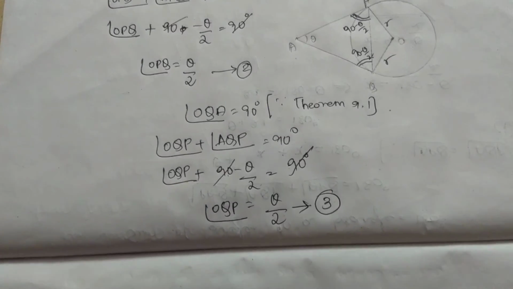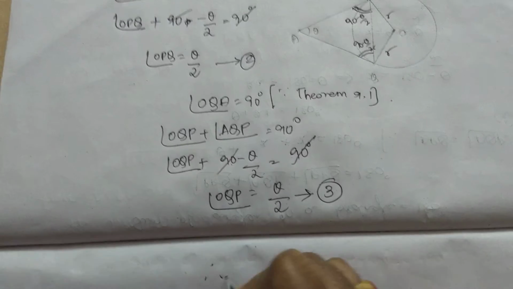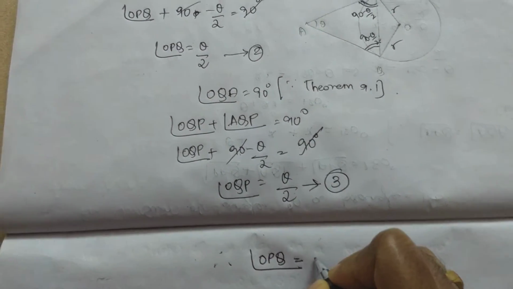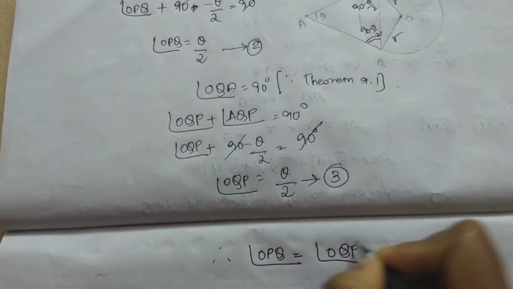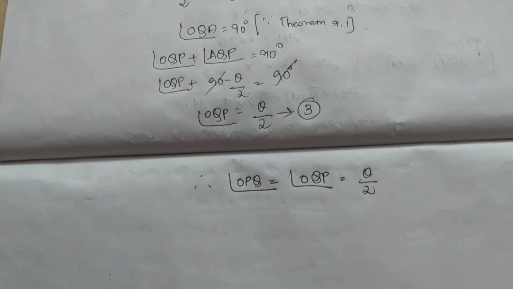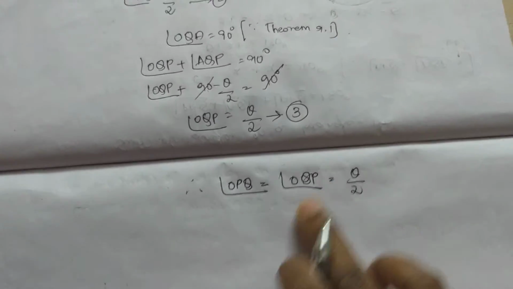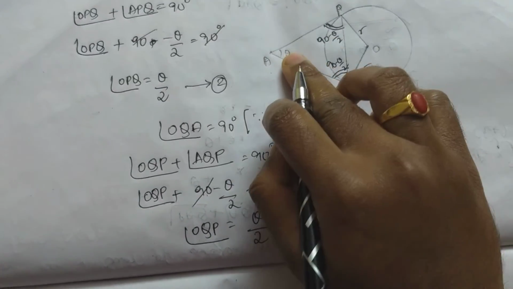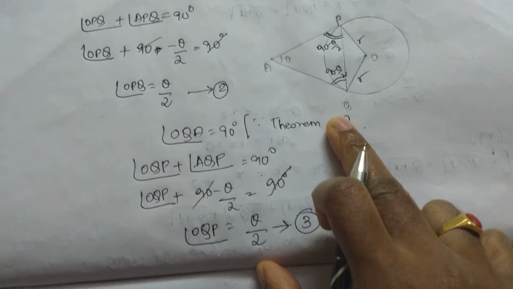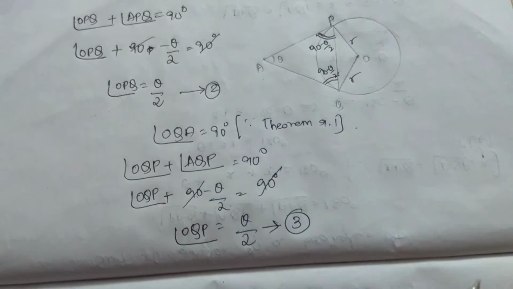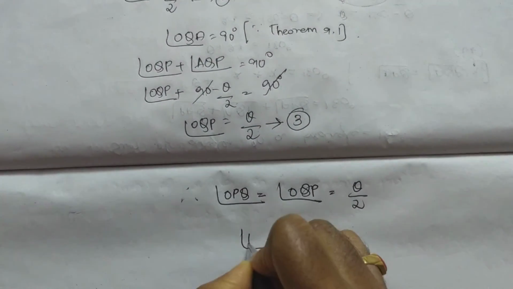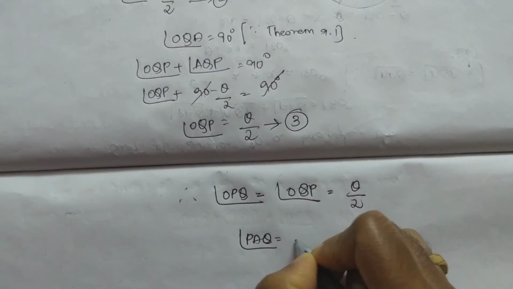So here, therefore, angle OPQ equals angle OQP equals theta by 2. In the initial step, what did we assume? We assumed that the angle at A is theta. So here I'll write angle PAQ equals theta, which we assumed in the starting. So angle PAQ equals theta.